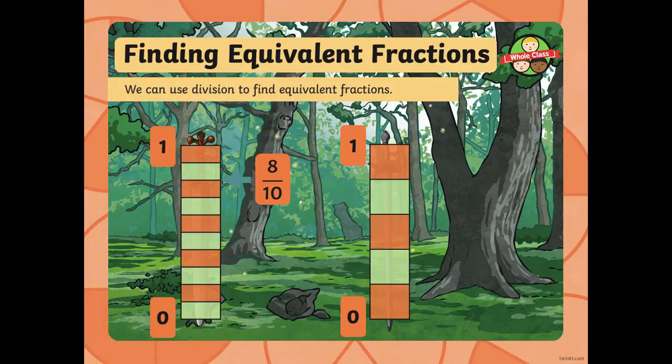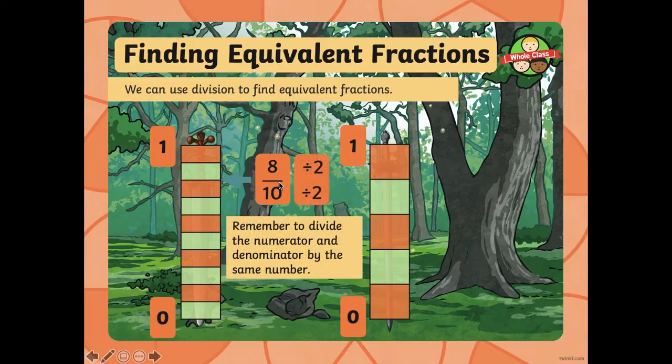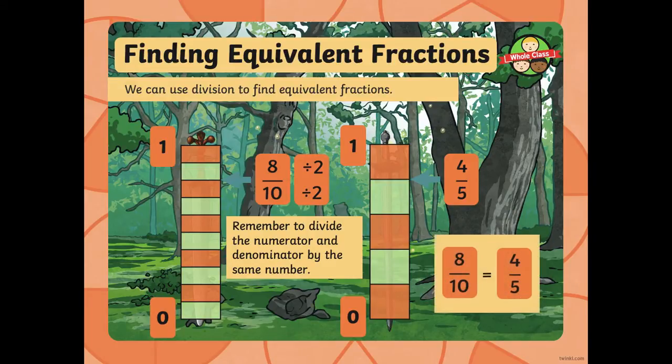Right here, we have 8 over 10. You don't just have to times to get equivalent fractions, you can also divide, okay? So here we have 8 over 10. If we divide this top number, the numerator, by 2, and then we divide the denominator by 2, what do we get? Hopefully you said 4 over 5. And again, that means that 8 over 10 is equivalent to, the same as 4 over 5.